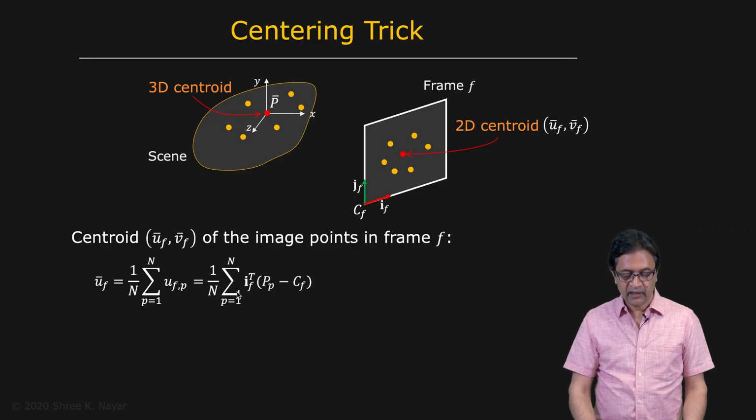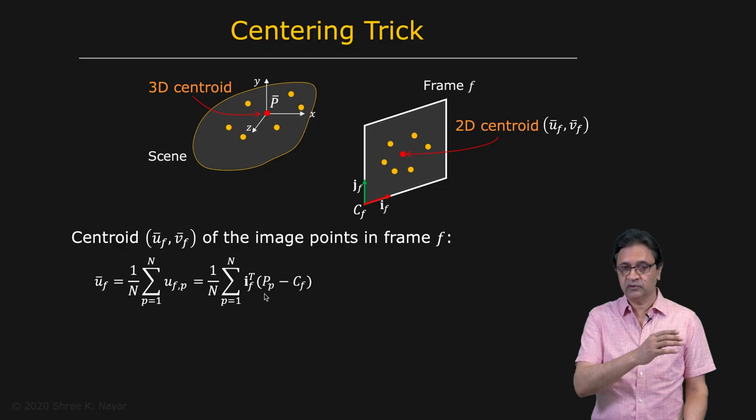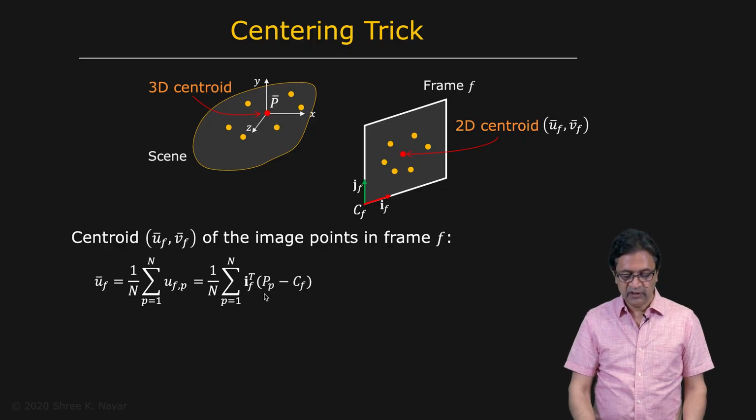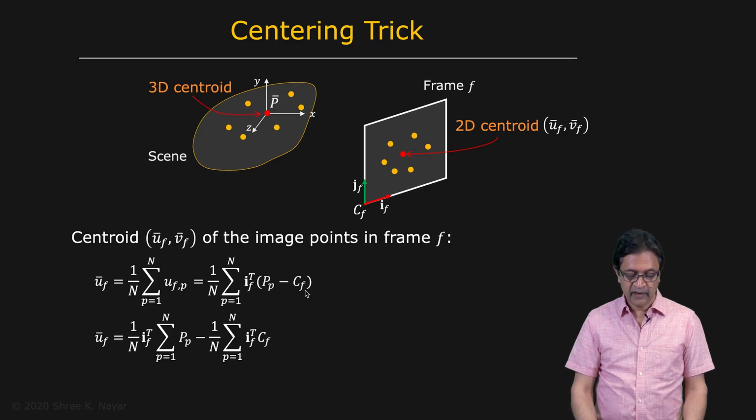and that can be rewritten using the expression for orthographic projection we just derived as IF transpose times P sub P minus CF, remember the camera center right here, and that can be expanded into two summations, one over P sub P and the other over CF times IF transpose.